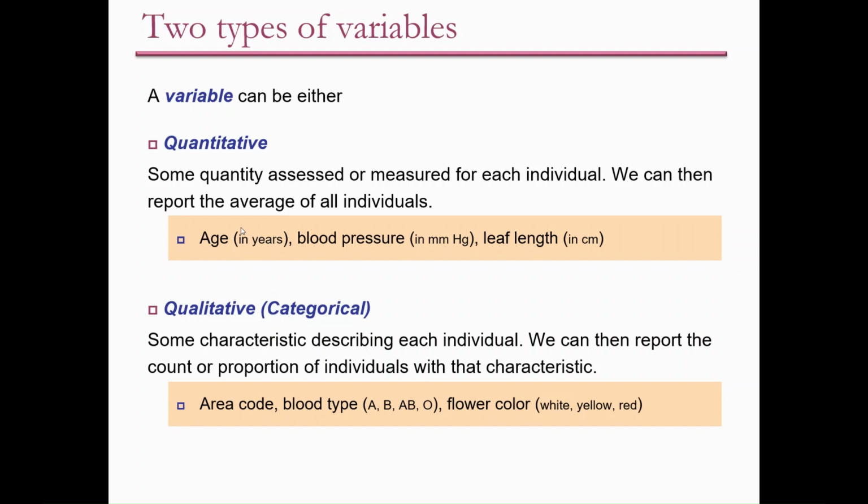Coming back to quantitative up top, these are always expressed with numbers. If we're talking about age, we always describe that in years. We could be talking about blood pressure, which is described using two numbers. And then leaf length, which may be measured in centimeters or inches, but the point is it's going to be a number. So these are two big categories: quantitative and qualitative.